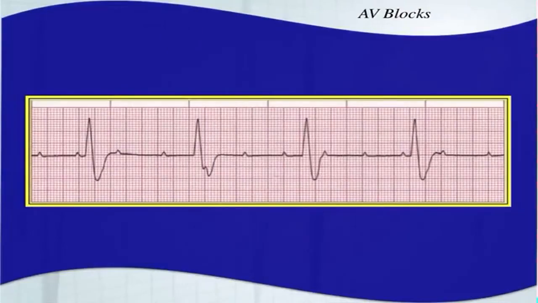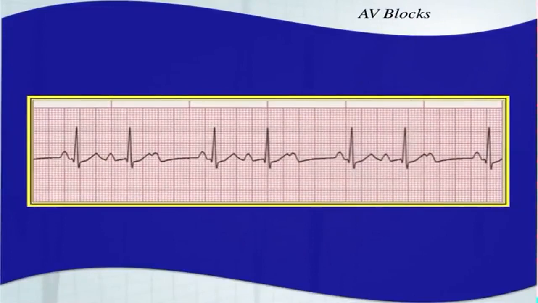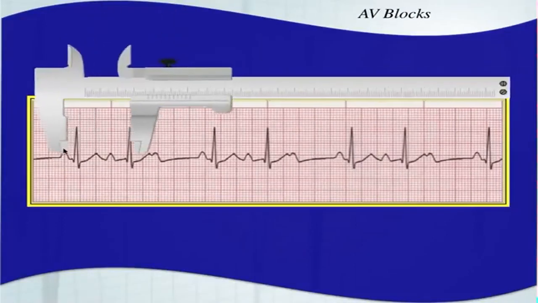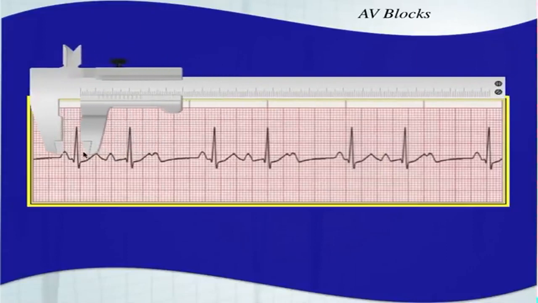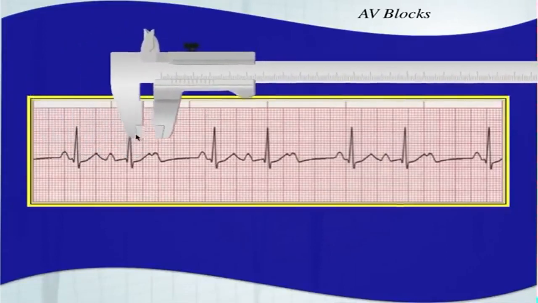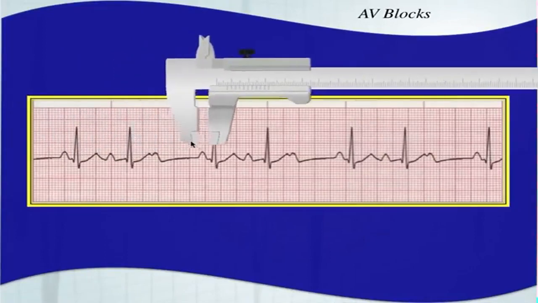Alright, looking at the next one. First question, does our PR interval stay a constant length? And it does not. You can clearly see that PR interval, and that one, and then we don't even see one here.